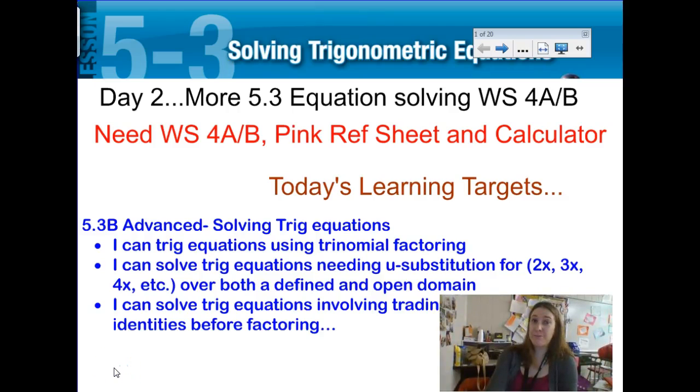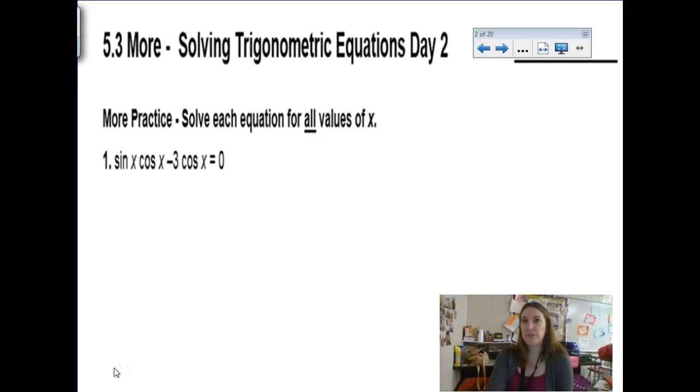This is our follow-up lesson for 5.3. It's 5.3 part 2, and in theory it's going to be a shorter lesson. It's just going to be a little more involved, and we're going to use some graphing calculator work today.